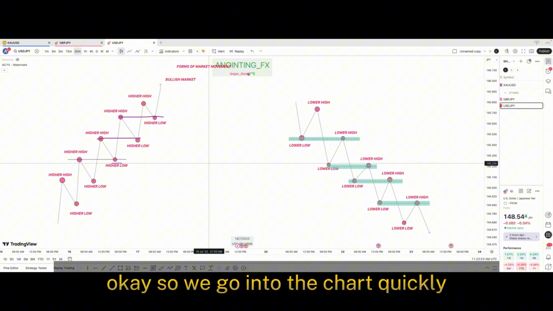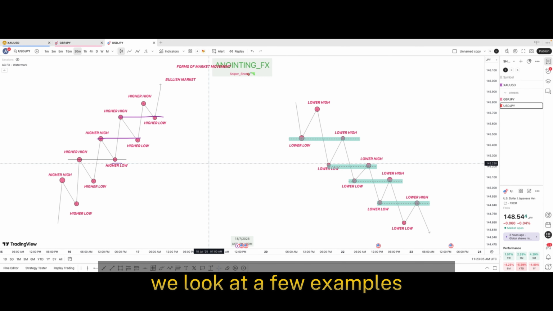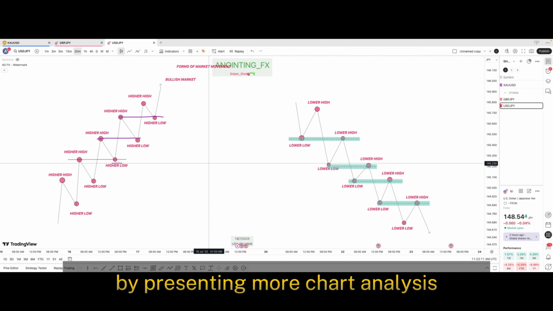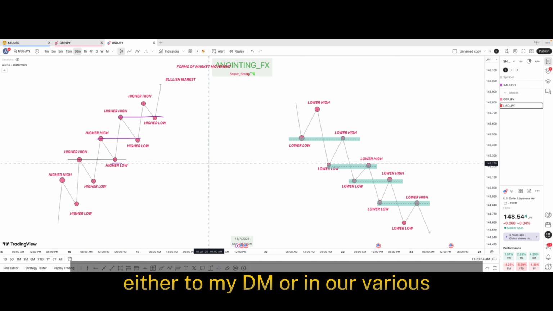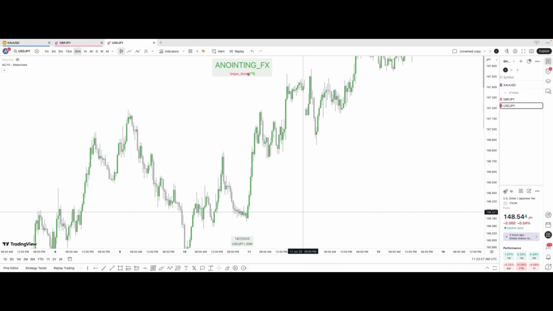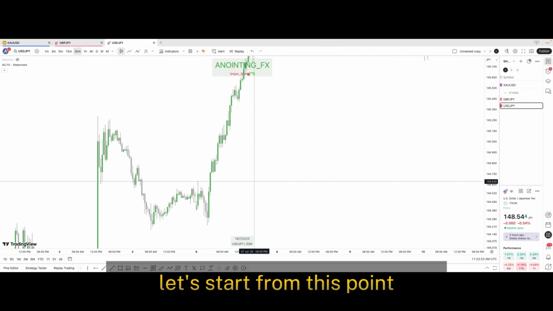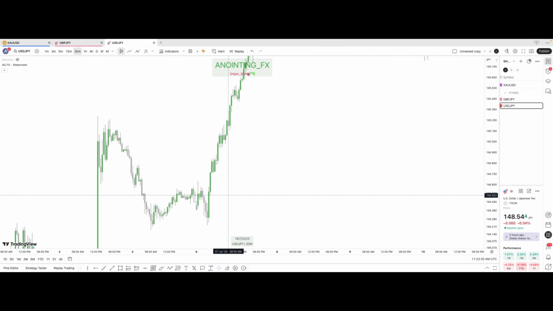Okay, so we'll go into the chart quickly. We look at a few examples, and then you do the rest of the work by presenting more chart analysis of what you have learned, either to my DM or in the various channels. Okay, so let's start from here. Okay, let's start from this point. What do you see?